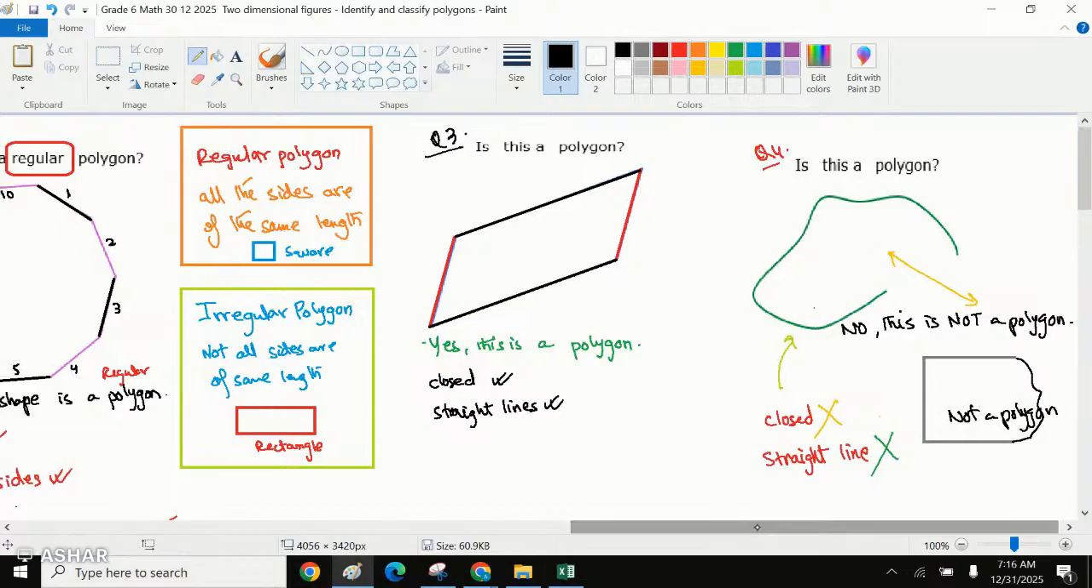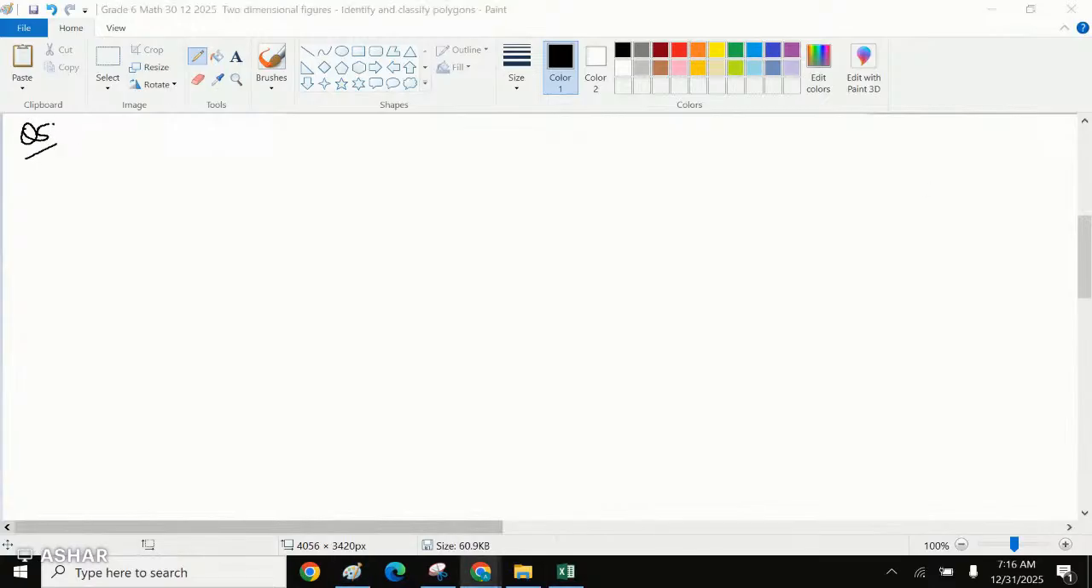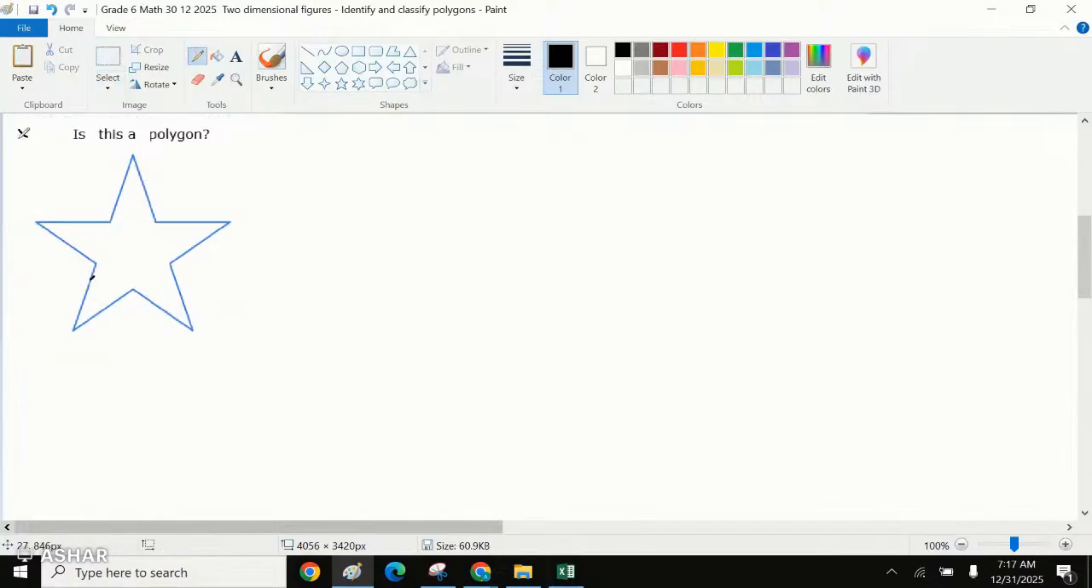Moving on to the next question. We just need to remember two conditions. The shape has to be closed. It needs to have straight lines. Moving on to the next question, question number 5. Let's see what they wish to ask us. The next question has a star. Let's see if the star is a closed shape. Okay, this is the question that's given to us. Is this a polygon? This is question number 5. Is this a polygon? Is this a closed shape? See, we had two conditions. It has to be a closed shape and made up of straight lines.